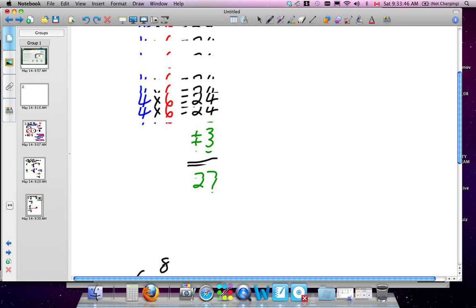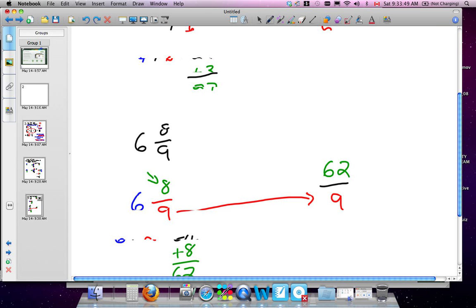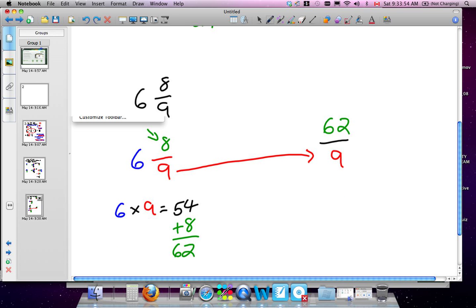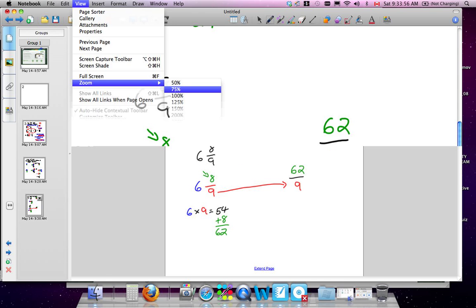So we have our two answers. Our improper fractions were 27 over 6 and 62 over 9. That makes sense? Yeah, that's easy. Let's bring this up so we can view the whole screen.